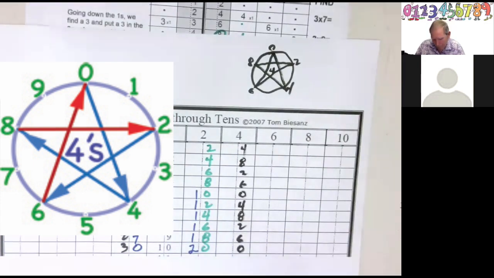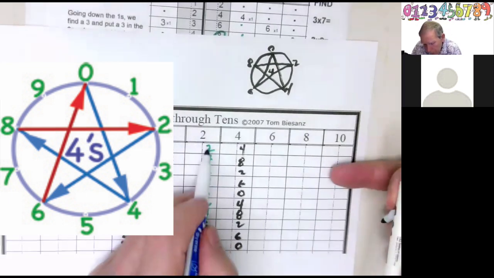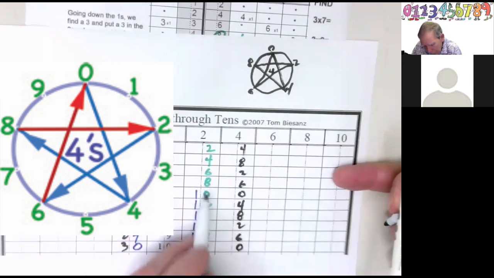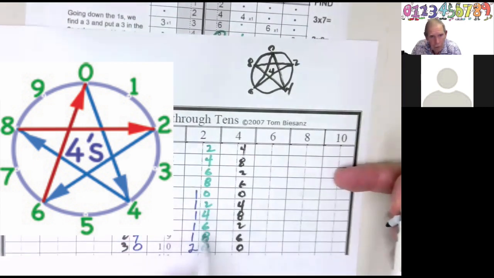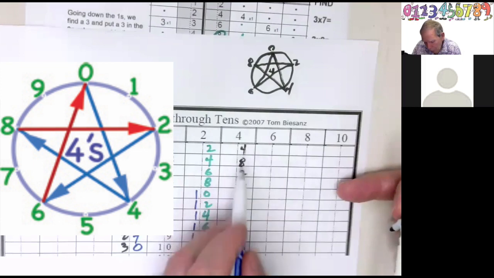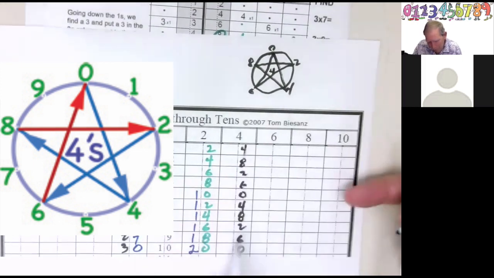2, 4, 6, 8, 0, 4, 8, 2, 6, 0. Do you see what I'm saying? On the 2s, not that one, but this one, 4, 8, 2, 6, 0. And that's 4, 8, 2, 6, 0 over here. Okay, so it's just half.